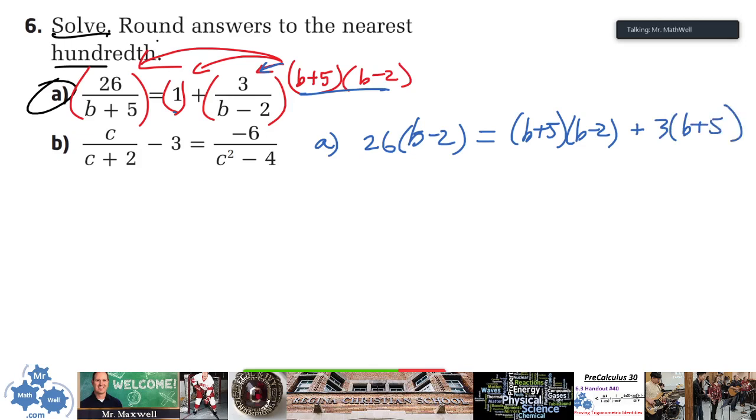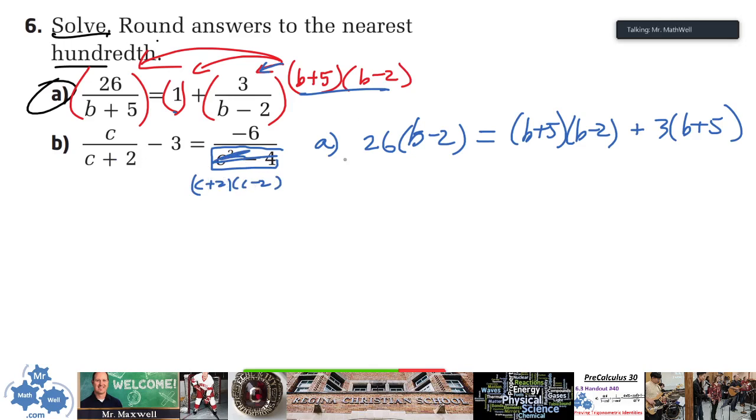So that's the first and most important step in solving equations. Get rid of the denominators. Multiply by the lowest common multiple of the denominators. And in order to see that, you will need to factor the denominators first. Like in b here, you need to factor this. That's actually c plus 2 times c minus 2 for this one. So factor them first so you can see exactly what factors you have.